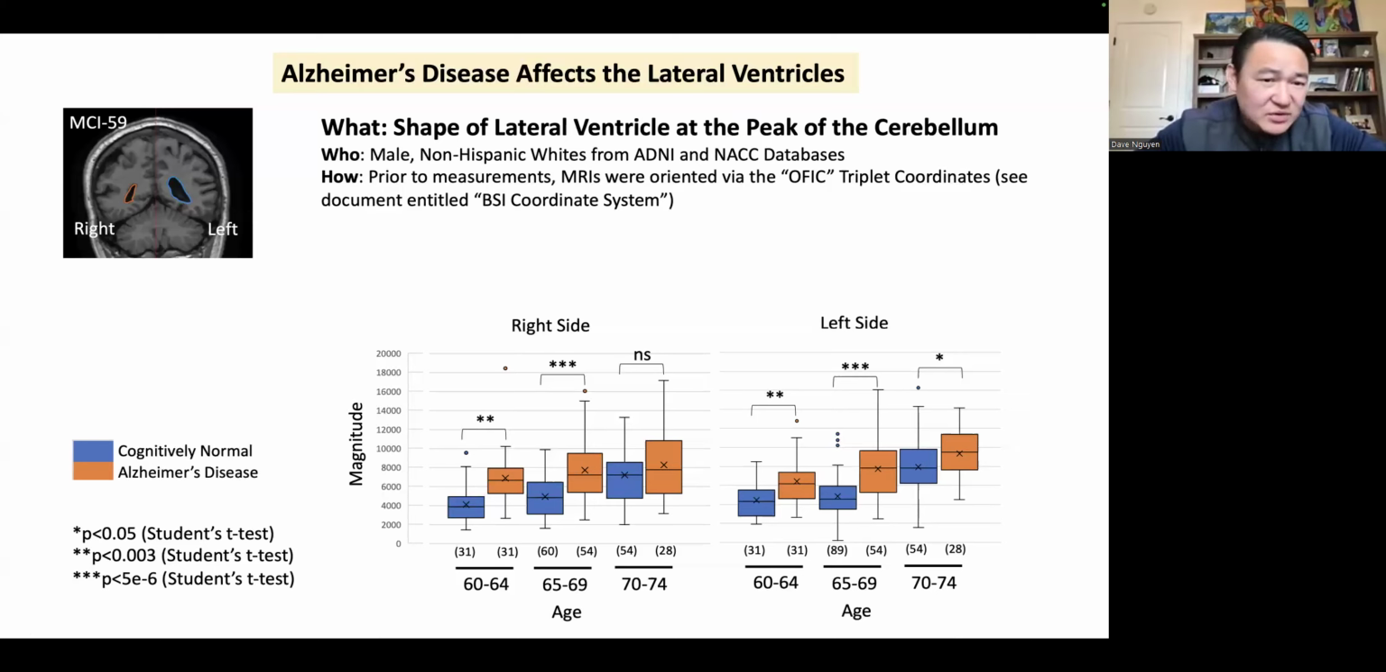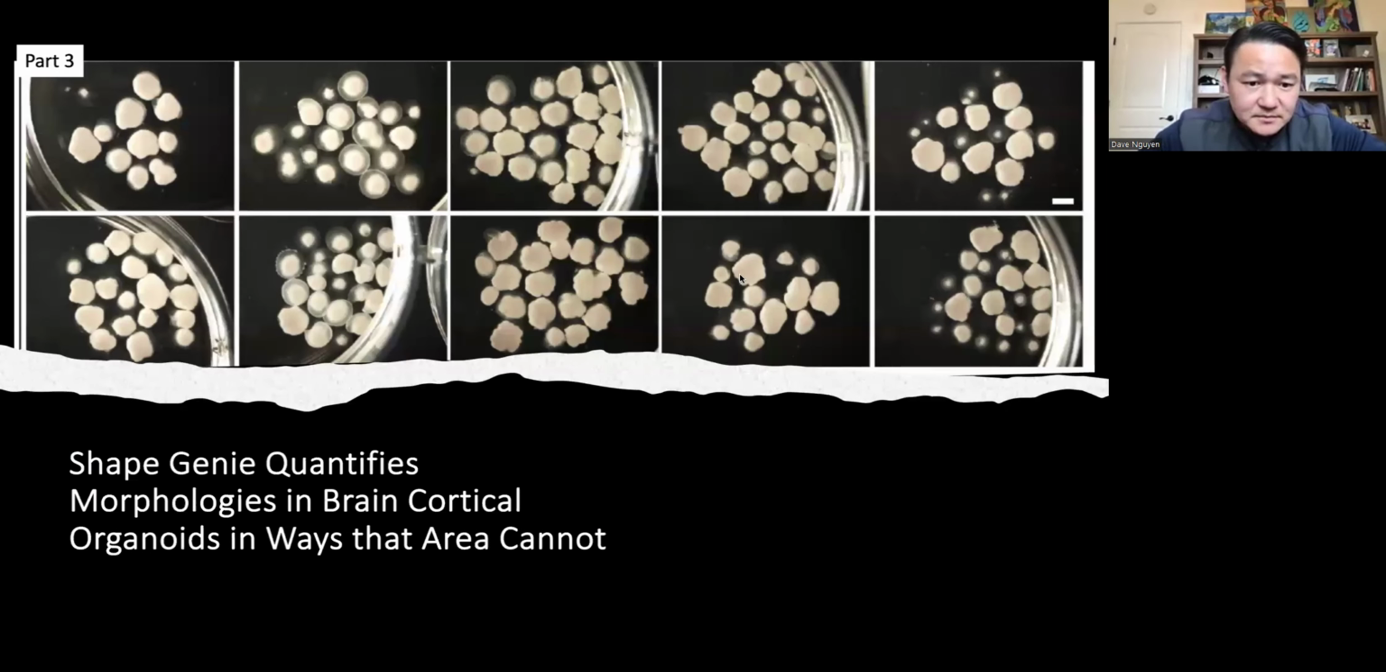So this goes to tell you that what Shape Genie is measuring is something that even the best deep learning models aren't picking up. Because the current deep learning models in the literature require a very large sample size and thus very large age bins. So next, I'm going to talk about an example of shape analysis in neurobiology, that is brains on a chip or brains in a dish, that is 3D organoids.